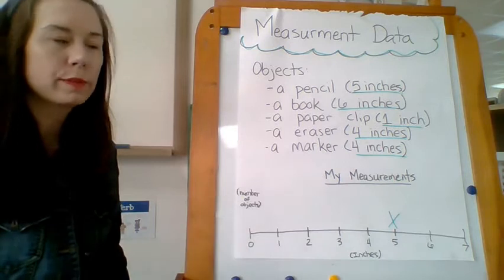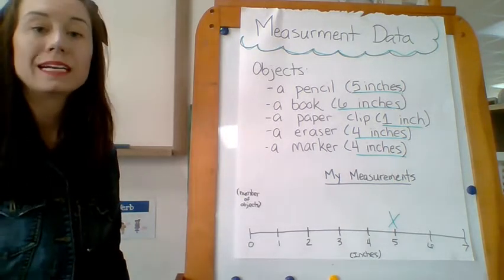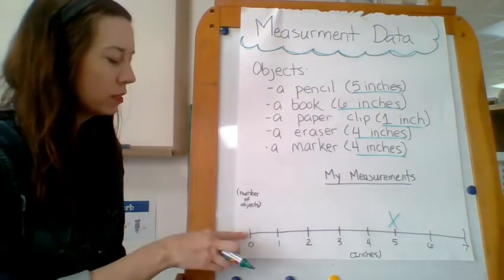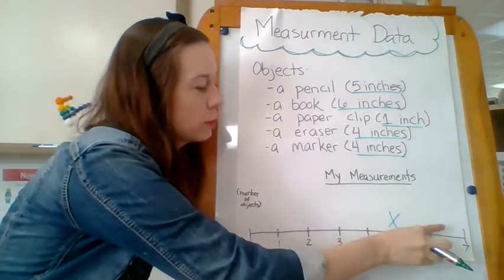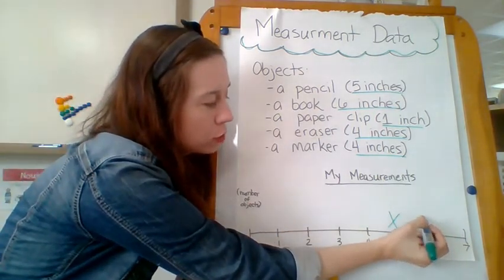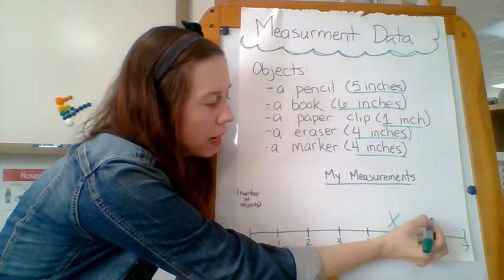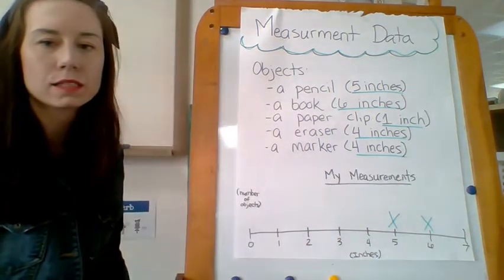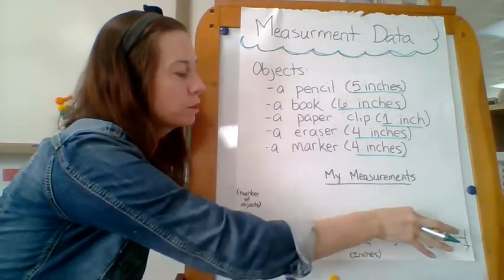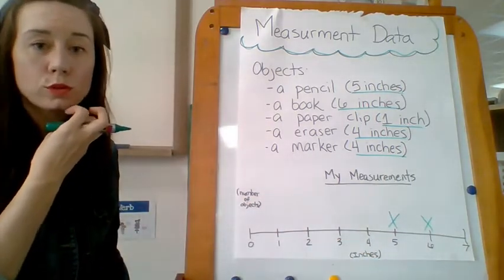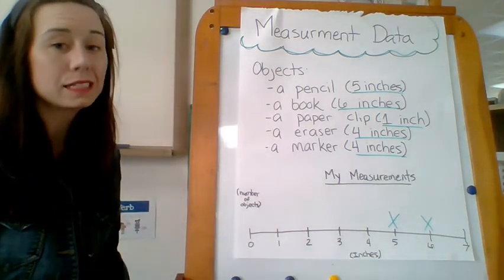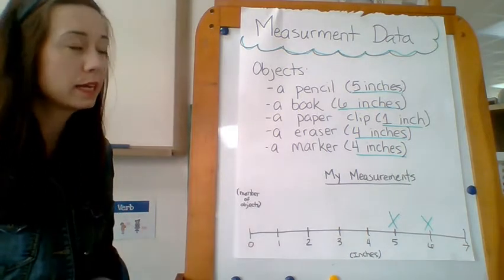All right, let me go to my next one. A book is 6 inches long. So I'm going to go all the way over to my 6, and I'm going to try to make the same size of an X so that we know those two objects were 5 and 6 inches. They were not the same.